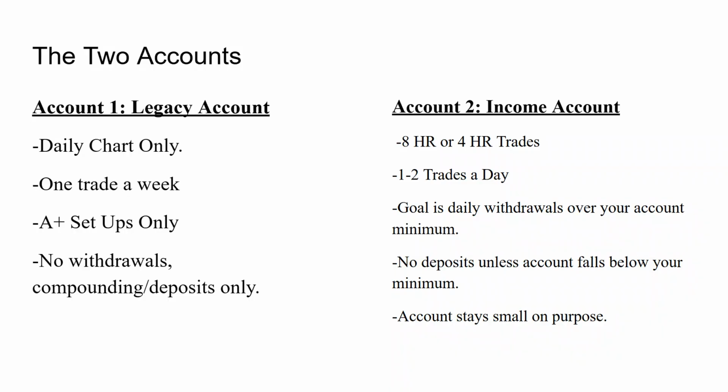All right. So account number two, though, that's my income account. You can call it a high risk account, flip account, whatever you want to call it. That one, you can trade the 8 hour, 4 hour chart. Try to take 1 to 2 or more trades a day. The goal on this one, though, is either daily withdrawals or at a bare minimum, try to get back to break even by the time the day ends.